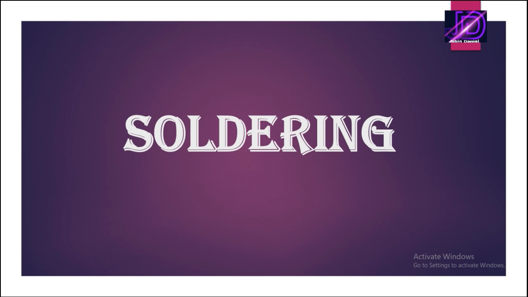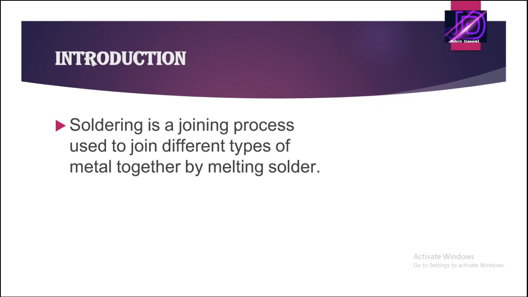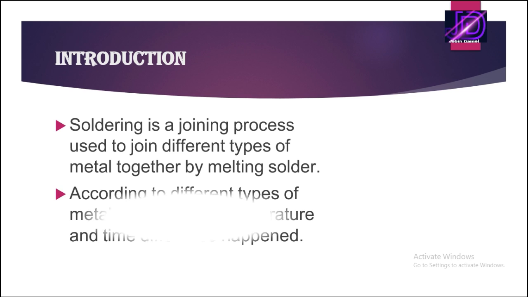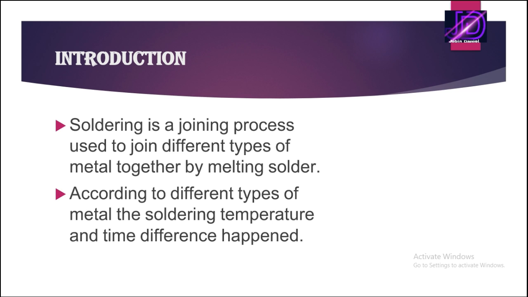In soldering, the first part is the introduction. What is meant by soldering? Soldering is a process of joining two metals together. It may be copper, lead, or aluminum, and it may differ. According to the type of soldering, the temperature may vary, based on the different types of material.